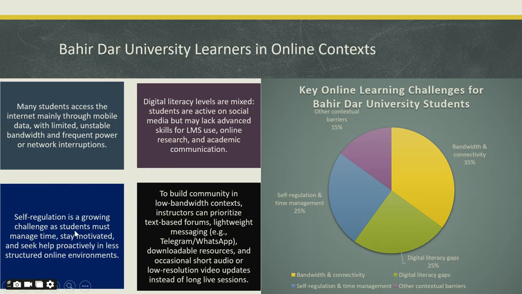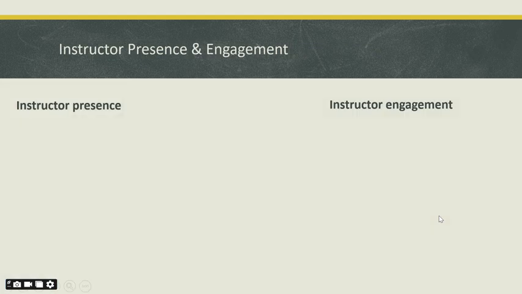Self regulation is, of course, another important factor in online and blended learning courses. Students must plan their time and manage distractions, and, of course, seek help proactively. Not all students arrive with these skills. On the chart, you can see that bandwidth and connectivity, digital literacy gaps, and self regulation and time management are portions of the challenges our students face, and as we design this activity for social presence, we must keep these realities in mind. Given these challenges, instructor presence and engagement becomes even more critical.